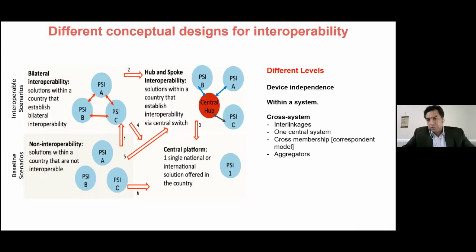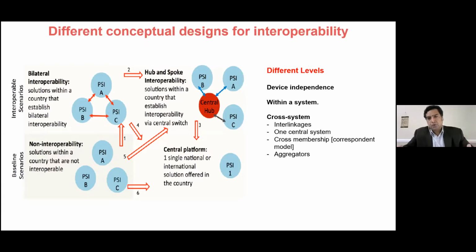One is an interlinkage, where you interlink the systems and somehow exchange the messages and handle the clearing and settlement. You could have one central system to which everybody connects. Then you can have a cross membership, which is basically about one institution participating in multiple schemes or multiple systems. And in that way, you are able to bridge between the different systems. This is very similar to what you have in correspondent banking for cross-border payments, where correspondent banks basically bridge the national boundaries and jurisdictions.